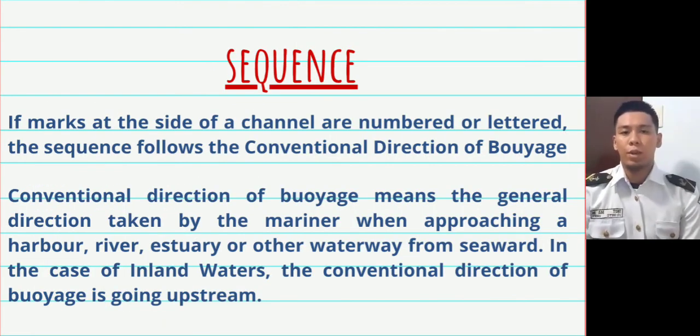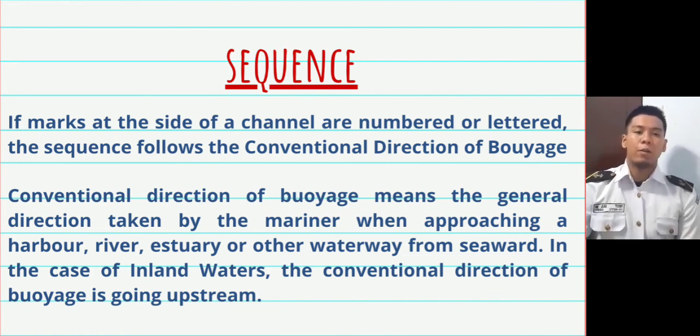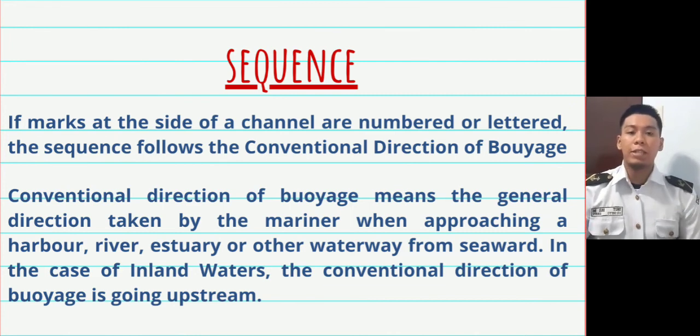Moving on with the sequence, if marks at the side of the channel are numbered or lettered, the sequence follows the conventional direction of the voyage. Conventional direction of the voyage means the general direction taken by the mariner when approaching a harbor, river, estuary, or other waterway from seaward. In the case of inland waters, the conventional direction of the voyage is going upstream.